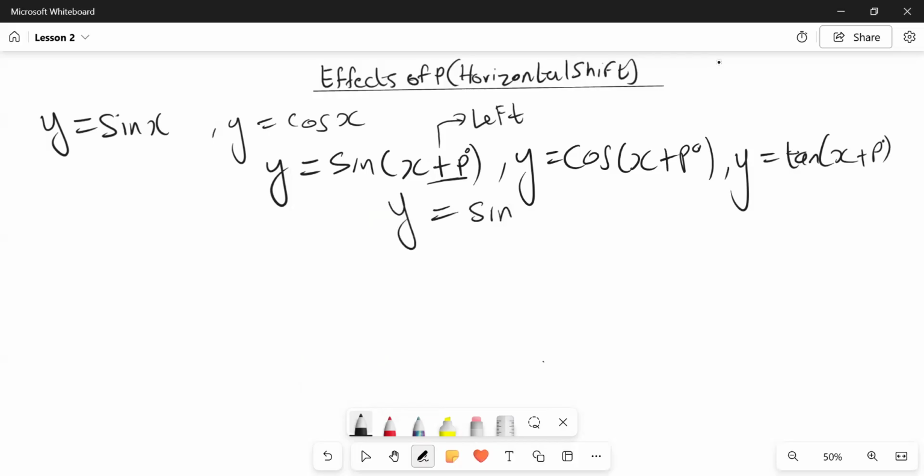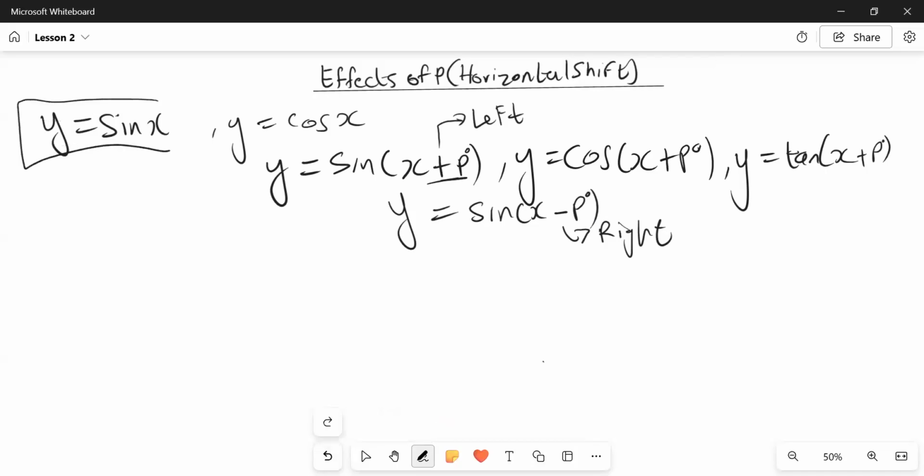Maybe they can give you something like this, x minus p. Then this one here will be for our right. So the graph is being shifted to the right from the standard graph of y equals sine x. This is our standard graph without any shifts. As soon as there's a horizontal shift, you'll see where they just add p or subtract p, right?